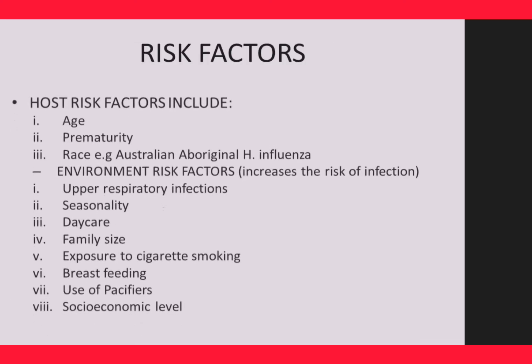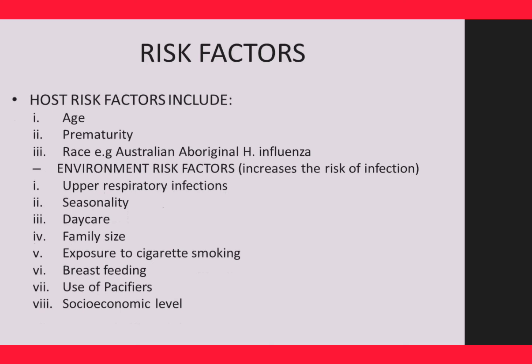The risk factors continue. The host risk factors include age. I have told you that by 6 years of age you don't really experience it, but almost everybody has experienced it at a younger age, 3 months, 6 months, 1 year, and so on and so forth. You can even experience repeated, recurrent otitis media. Prematurity, a child that is born before full term, under 9 months. Race, Australian Aboriginals. Environmental risk factors increase the risk of infection. Upper respiratory tract infection could increase the risk. The seasonality, which we mentioned, winter.